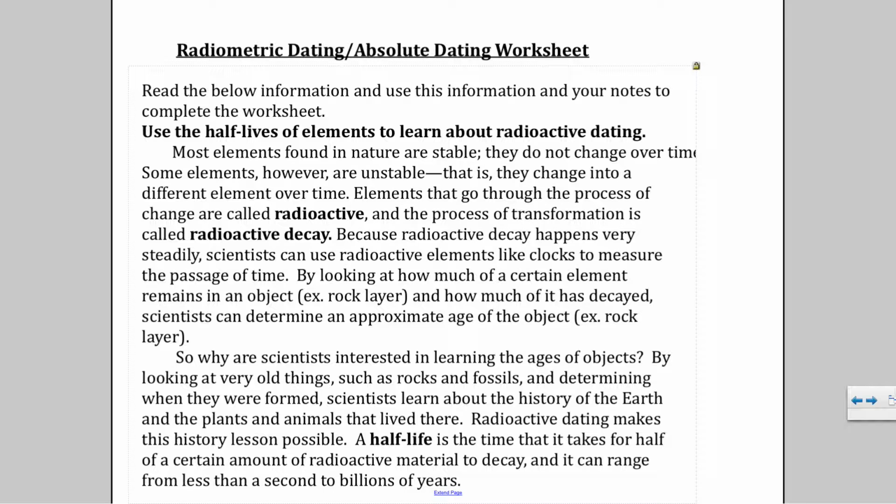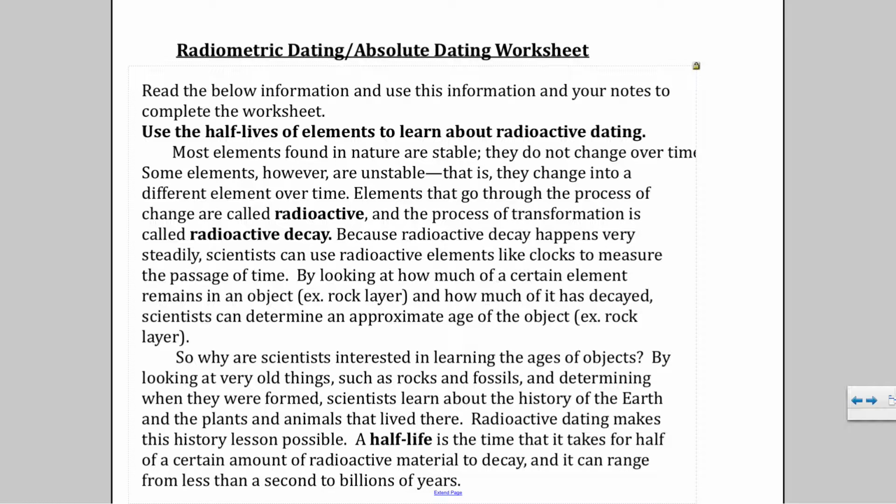Go ahead, Ray. So why are scientists interested in learning the ages of objects? By looking at very old things such as rocks and fossils and determining when they were formed, scientists learn about the history of the Earth and the plants and animals that live there. Radioactive dating makes this history less impossible. A half-life is the time that it takes for half of a certain amount of radioactive material to decay, and it can range from less than a second to a billion years. All right. So what is it that we are looking at to decay?